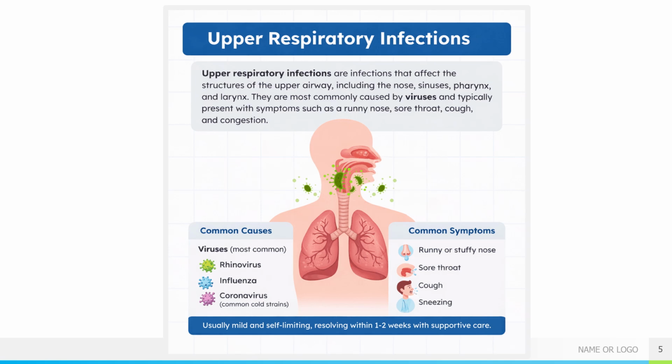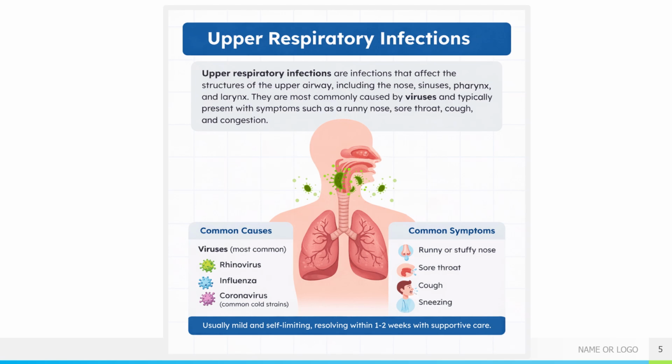Clinical manifestations. Because inflammation occurs in the upper airway, patients commonly present with a runny or stuffy nose, so rhinorrhea, sore throat, cough, and sneezing. Some additional findings may include mild fever, fatigue, hoarseness, postnasal drainage, and mild headaches. Symptoms usually develop gradually over 1 to 3 days and improve without complications.